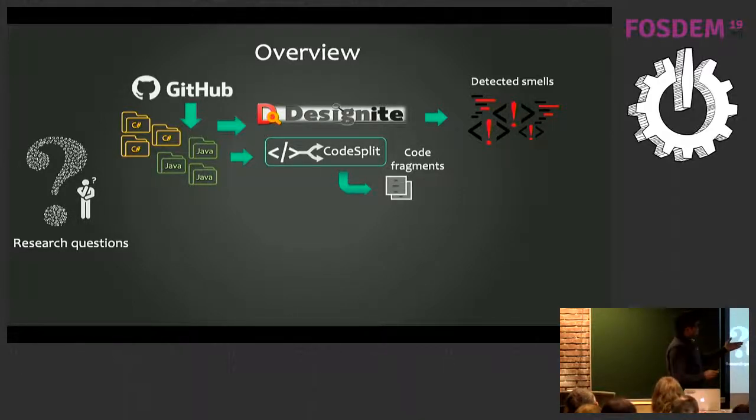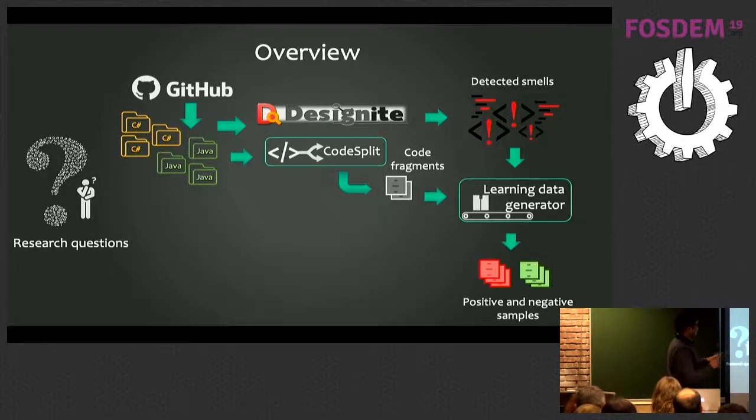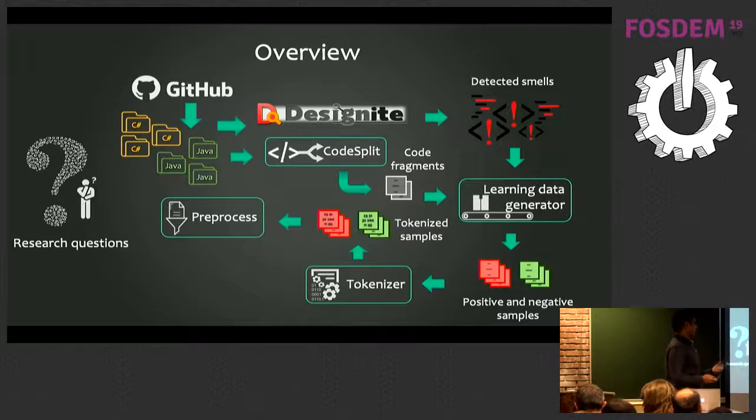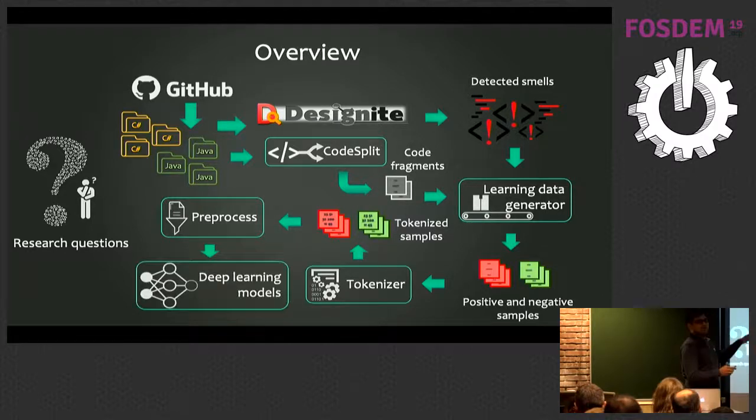So we basically are generating code fragments from these big projects. I'll go into each step individually also, so I'll go a little bit more into detail. I'm just giving an overview. Then with these code fragments and the detected smells, we classify these code fragments into positive and negative samples. And then we tokenize them. After tokenizing, we perform pre-processing, which is nothing but removing the duplicates. And then we finally give it to the deep learning models. This is the overall setup that we used. Let me go into a little bit more detail, one by one.